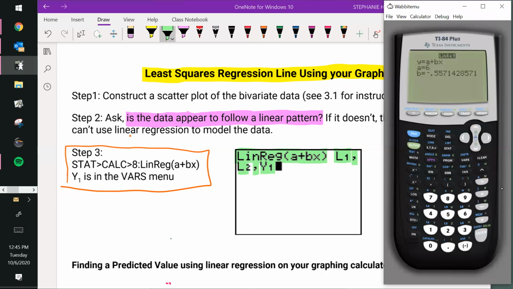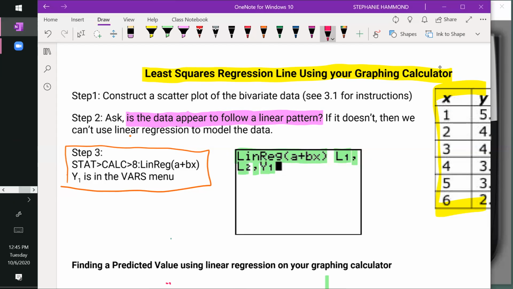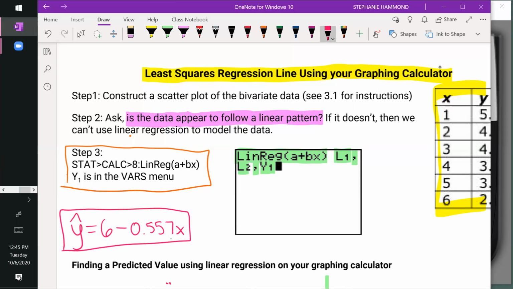So either way, once you put that in, you should be able to see the line of best fit, the least squares regression line. It says our least squares regression line is y equals a plus bx, where a is 6 and b is negative 0.557. So that means our line of best fit is y hat equals 6 minus 0.557x. Y equals a plus bx with a and b substituted in. So that's it. That's our least squares regression line.